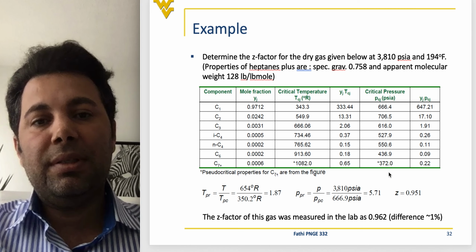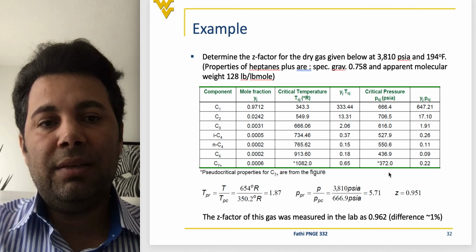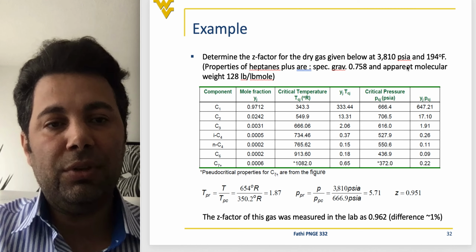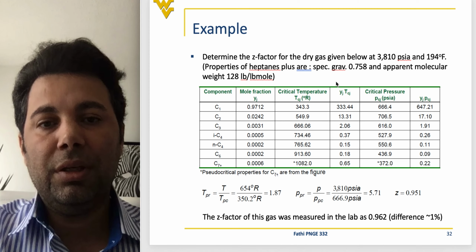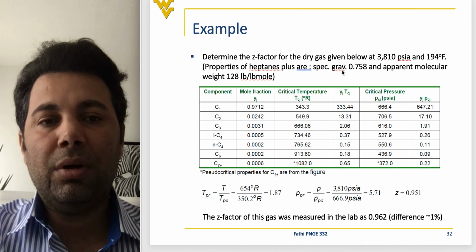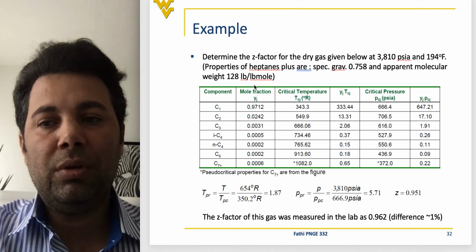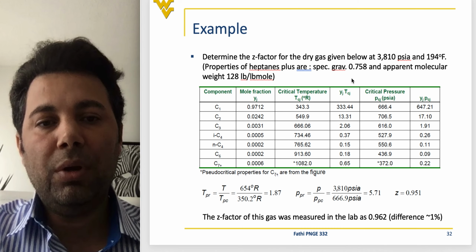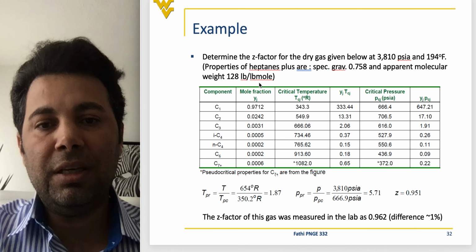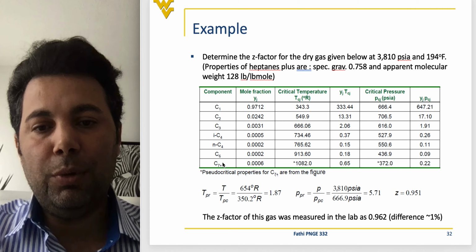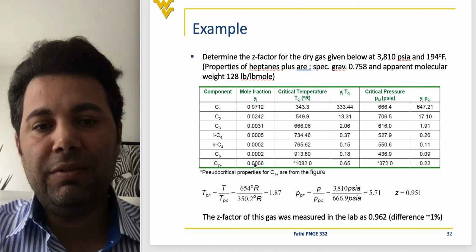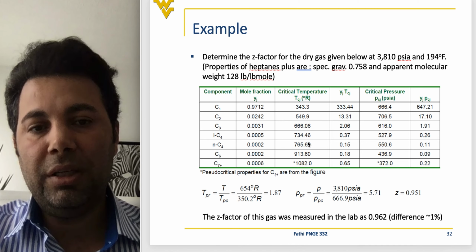An example says: find the Z factor for a dry gas given below at the given pressure of 3810 and given temperature. It says the properties of heptane plus are a specific gravity of 0.758 and an apparent molecular weight of 128. So for heptane plus, the specific gravity and the apparent molecular weight are given. Again, the components we know, and the mole fractions are given as well. The critical temperature and critical pressure of all these components except C7 plus are given at the end of the book. Okay, these are constant numbers.